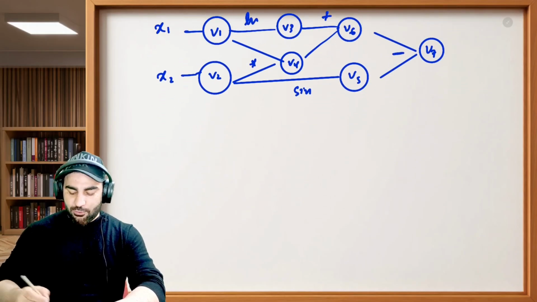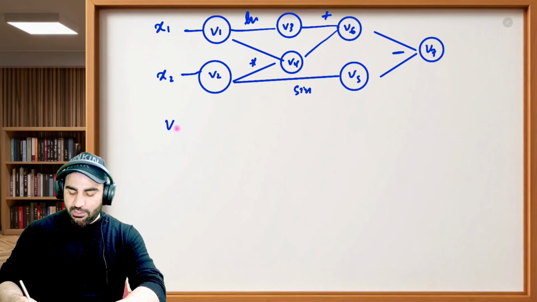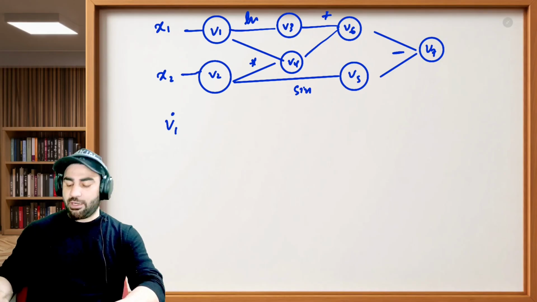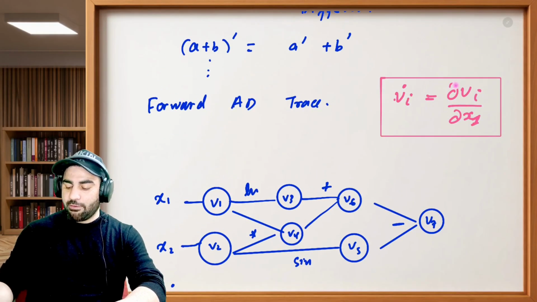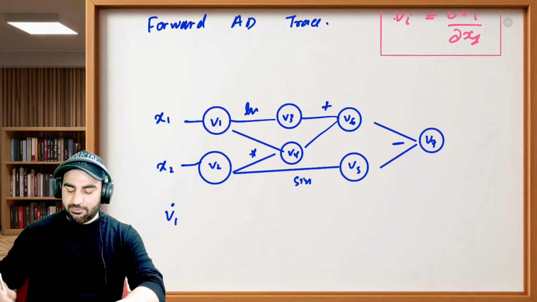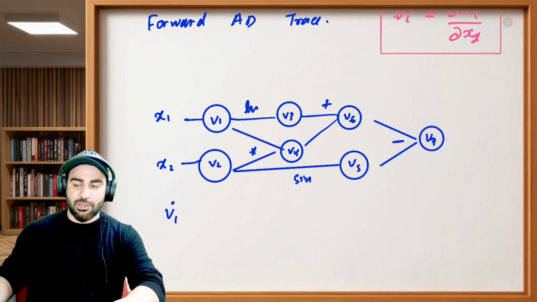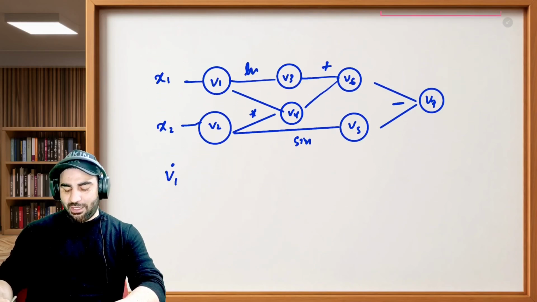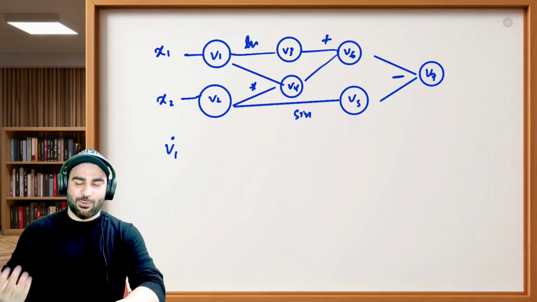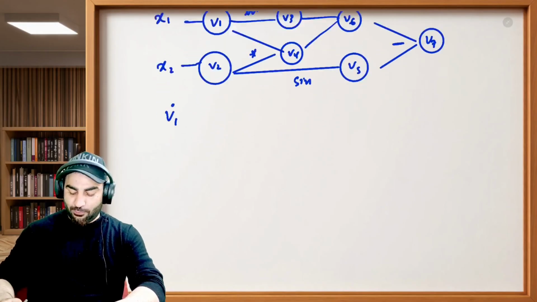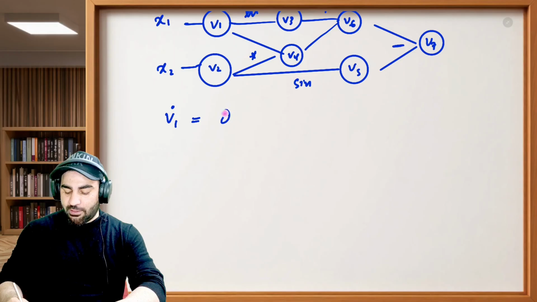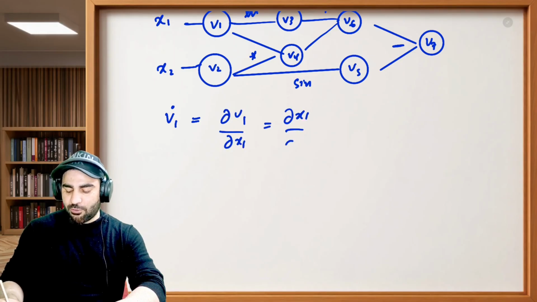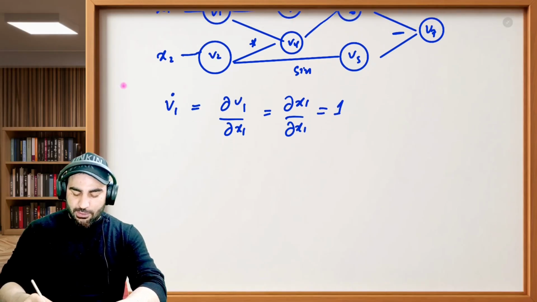The first thing I'll do is v1 dot. Basically I want to find the derivative of v1 with respect to x1. I'm starting with this particular node that you see over here. How to do that? Pretty easy. Since v1 is equal to x1, if you take the partial derivative of v1 with respect to x1, that's equal to the partial derivative of x1 with respect to x1. So this is equal to 1. I think it's pretty clear so far.